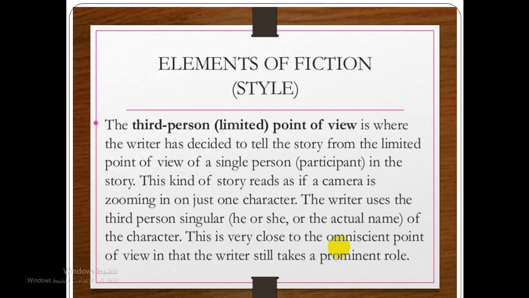So in the third person omniscient, a narrator doesn't participate in the action of the story. Narrator doesn't refer to himself or herself. Narrator knows the thoughts and feelings of all characters. Readers get insight into several characters.